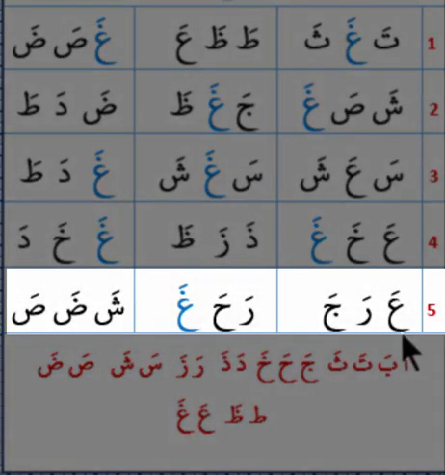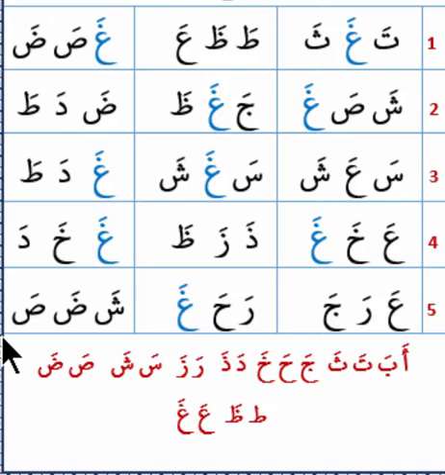Fifth line. A, Ra, Ja. Remember the letter Ra, when we have fatha on top of it, it's pronounced heavy. So not Ra, it's Ra. A, Ra, Ja. Ra, Ha, Gha. Sha, Dha, Sa. And now we read all the letters that we've learned so far in alphabetical order with a fatha on top.